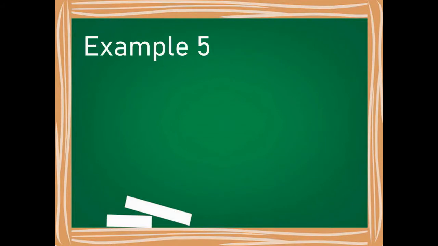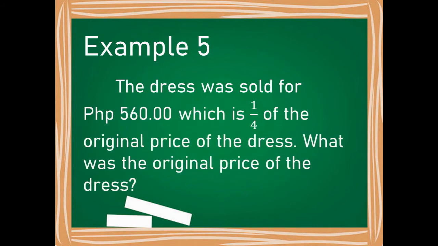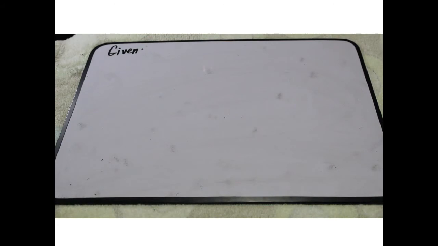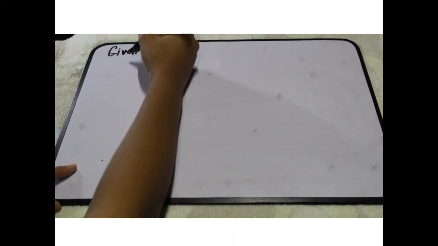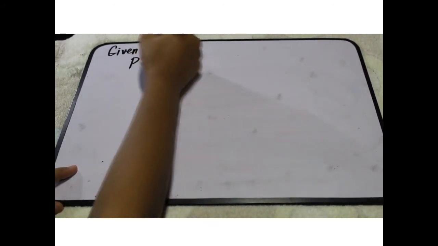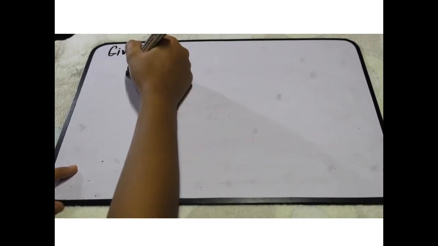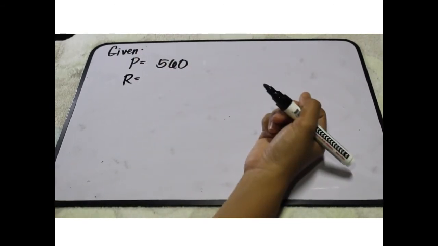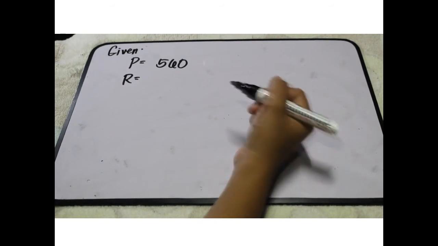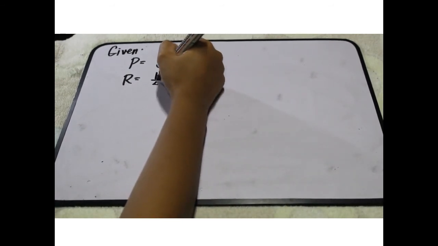For our example number 5, the dress was sold for 560 pesos, which is 1/4 of the original price of the dress. What was the original price of the dress? For problem number 5, our given is the first one, percentage, which is 560. And then our rate, from our definition, it could be accompanied with a percent sign, or in a fraction form. So we have 1/4.